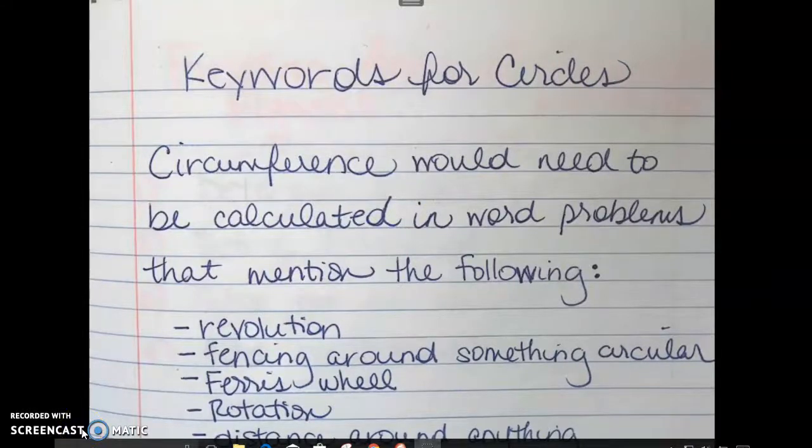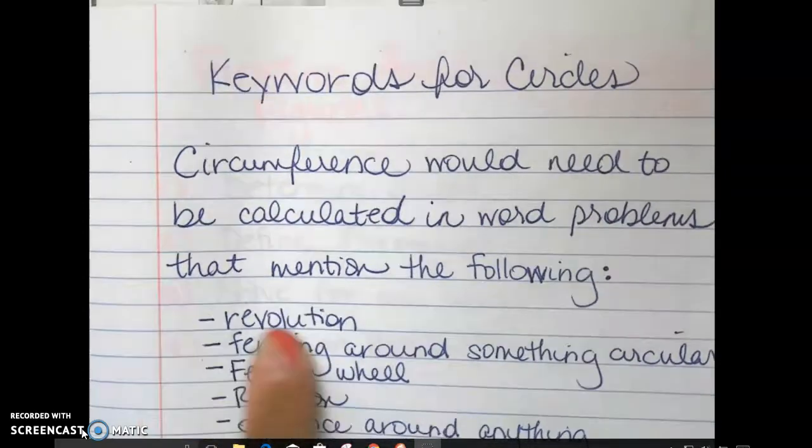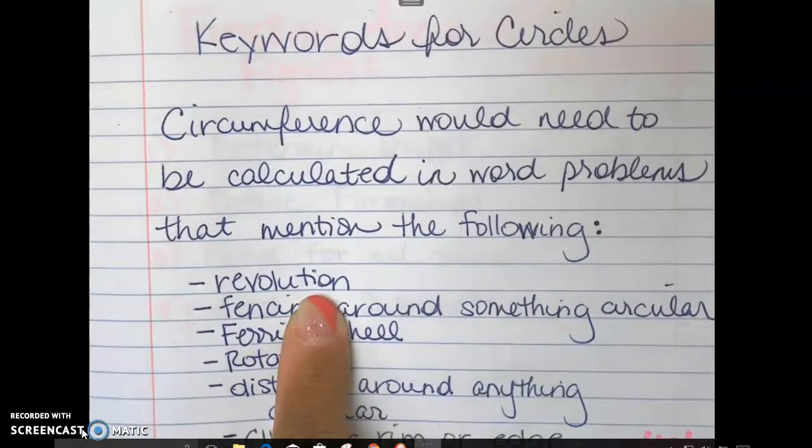Keywords for circles. These notes are important for solving other parts of a circumference formula. Circumference would need to be calculated in word problems that mention the following. A revolution, that means going in a full circle.